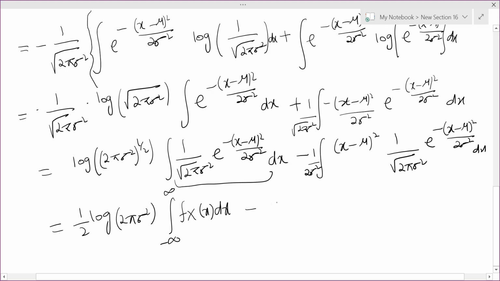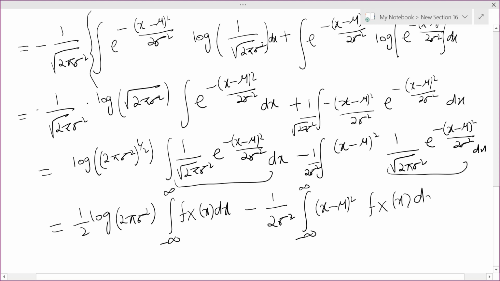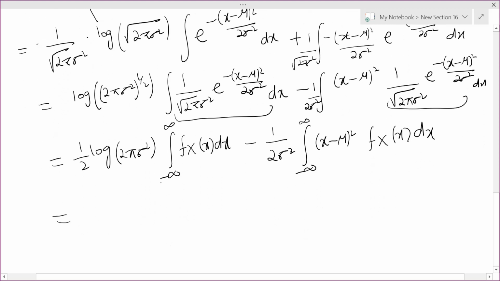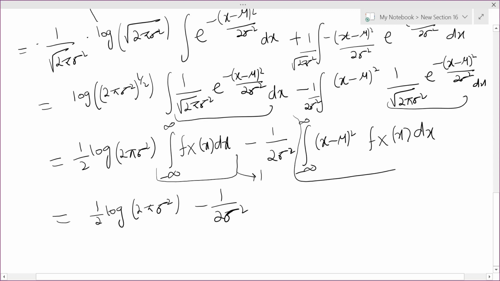And then minus 1 over 2 sigma square, x minus mu square. This again I can write as fx of x. This is the PDF of Gaussian. Now what is the integral from minus infinity to infinity of any PDF? 1. So similarly 1 by 2 sigma square. What is this? This is nothing but expected value of x minus mu square, which is variance sigma square by definition of variance.